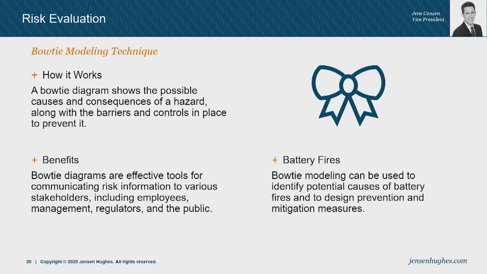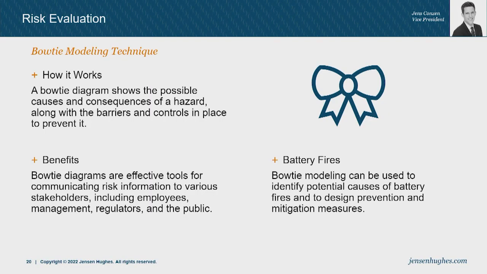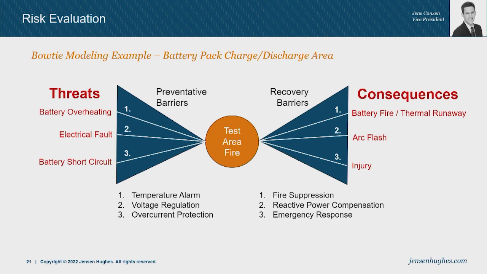But how does it work? It actually looks like a bow tie, as we're going to fill out. We will draw out possible causes and consequences for a hazard, and we will visualize the barriers and controls in place to prevent it. We can use it to model battery fires, identify the potential causes of battery fires, and design better prevention. So we can walk through this example here, and I think it still looks like a bow tie. I tried my best in drawing this with the crude tools that are available in PowerPoint.